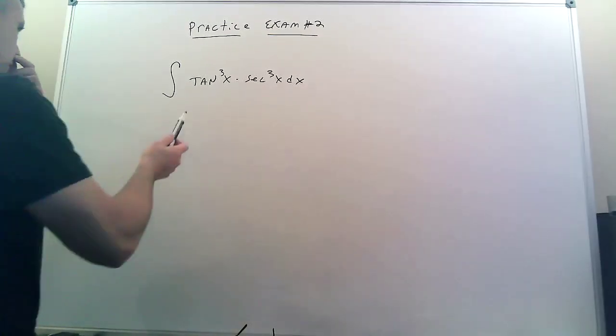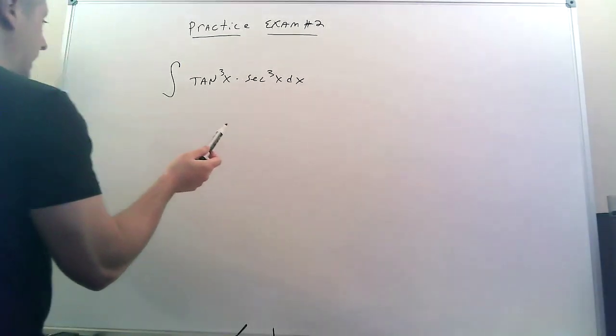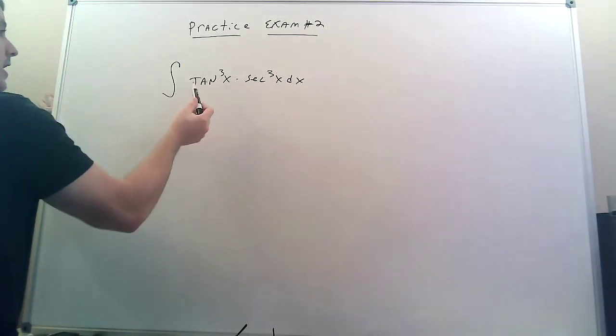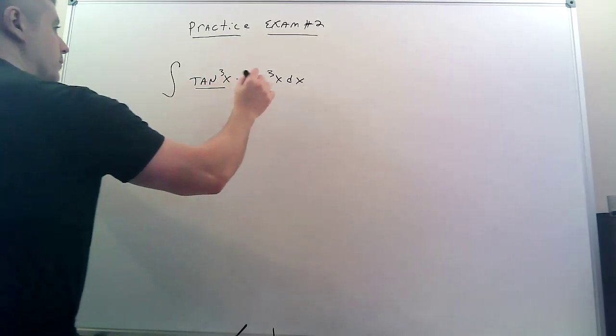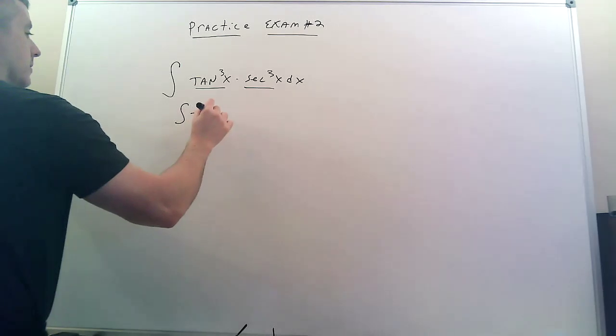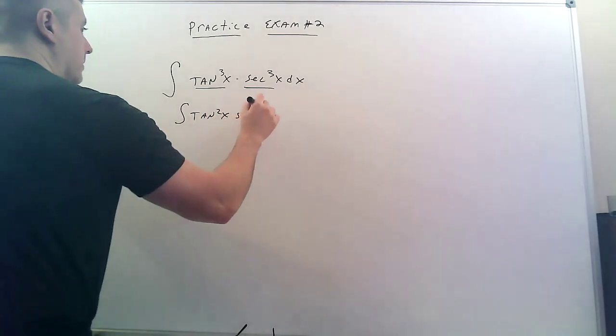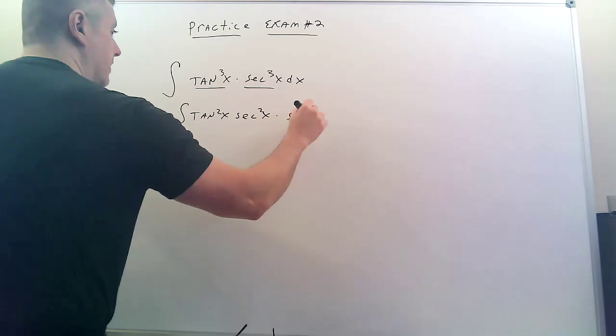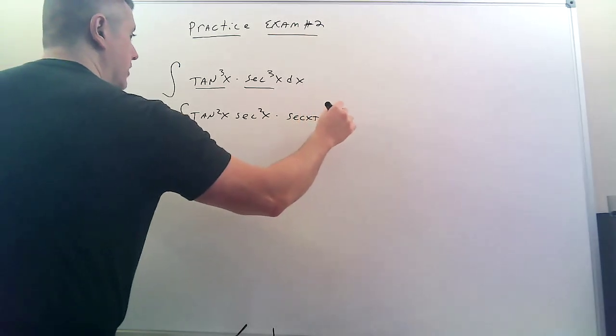Okay, so now the one on the sheet, I'll be honest with you, was not what I wanted. I think I had 10-5 there. It's no good. I'm going to give you one where they're both odd. So you're going to pull off one tangent and one secant. And then you get your secant tangent at the end as the du, right?